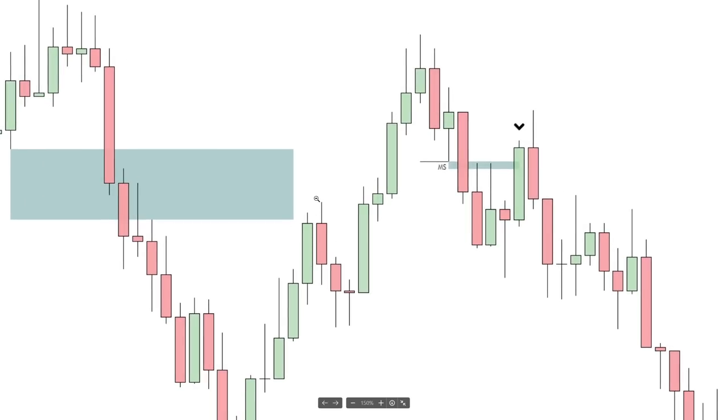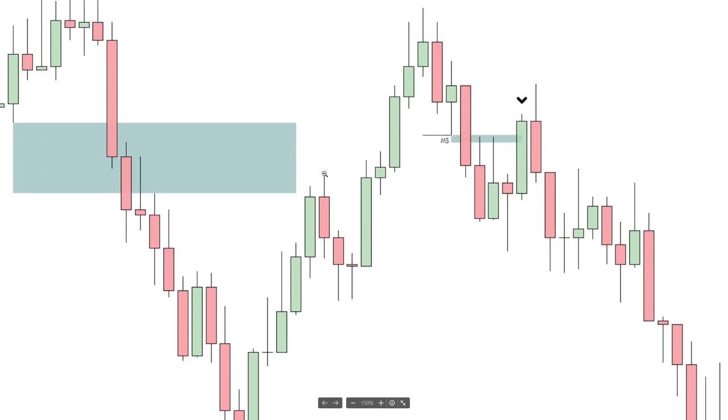Step four is, this is the first mitigation. As you can see, it retraces. It doesn't create a market shift. It doesn't cause a fair value gap. So there's literally nothing for us to do on this one, right?